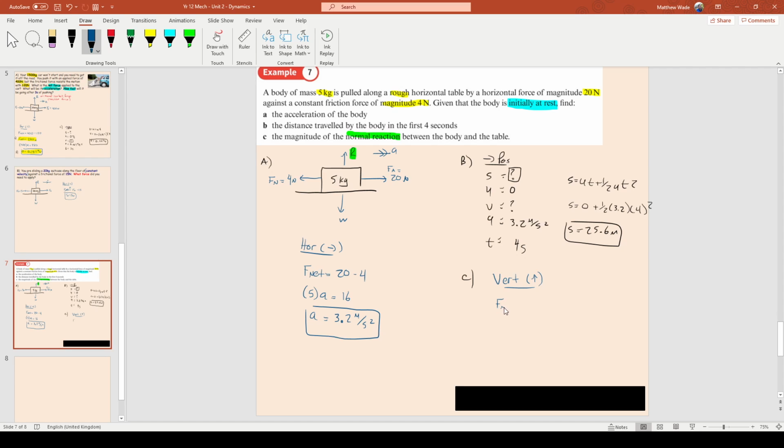You ready? F net is equal to R take W. Cool. Is it accelerating vertically? No, because it stays on the table. It doesn't fly off the table. So 0 equals R take W, and our weight isn't actually given, so we're going to have to use the formula. Remember, weight is mg. M, my buddies, is 5. G is 9.8, which means that R is just 5 times 9.8, which is 49 newtons, like a boss. So I hope you're okay on that.